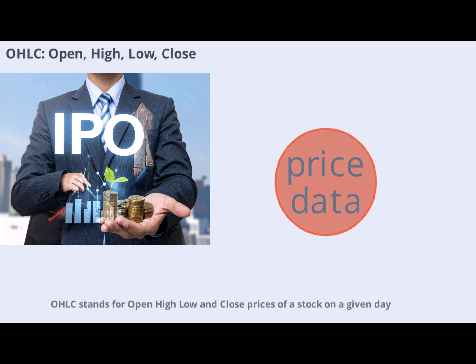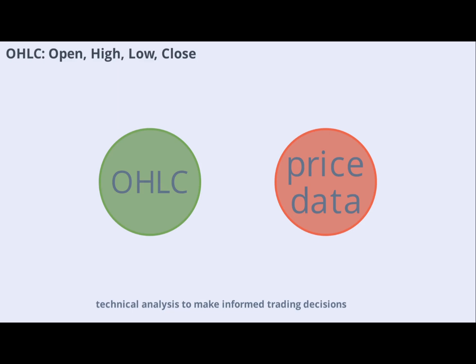OHLC stands for open, high, low, and close prices of a stock on a given day. These four data points provide a snapshot of how a stock traded throughout the day, helping investors analyze price movements and trends. OHLC charts are widely used in technical analysis to make informed trading decisions.